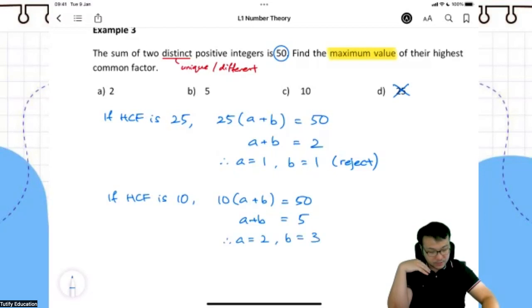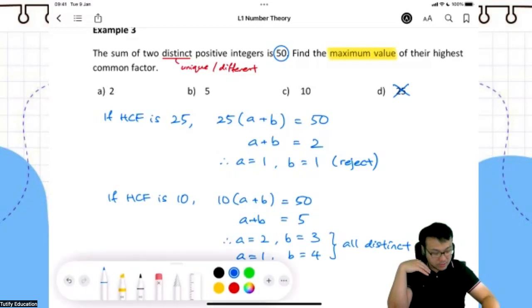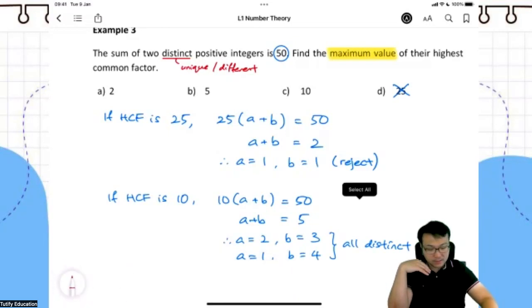3. Yes, okay, there can also be another possible answer. A equals 1, B equals to? 4. And do you notice that all of them are distinct? Yes. Very good. So does it work for the number 10? Yes.